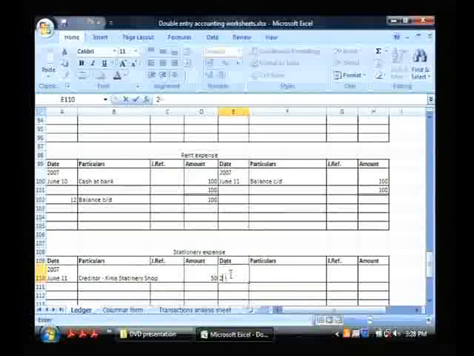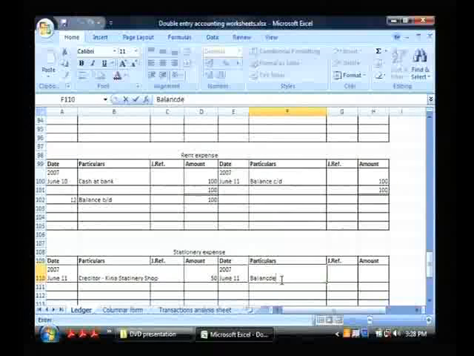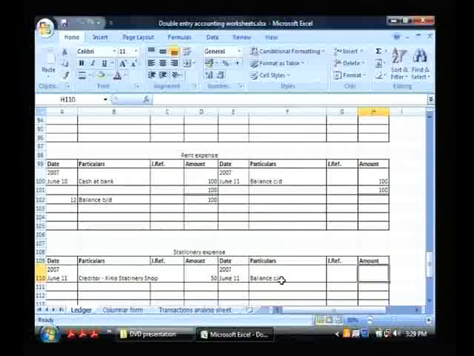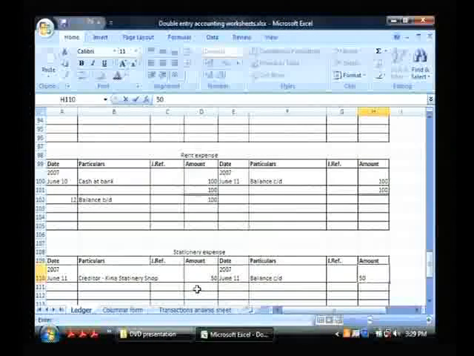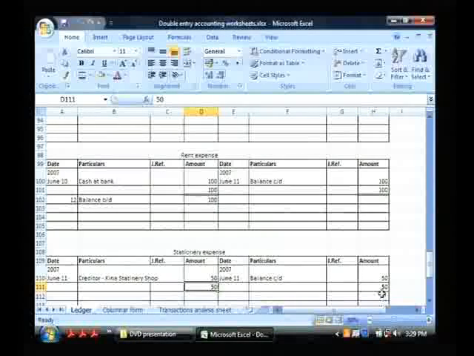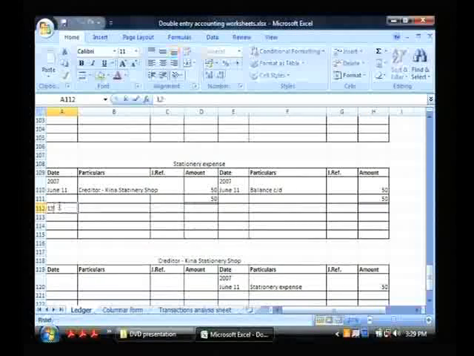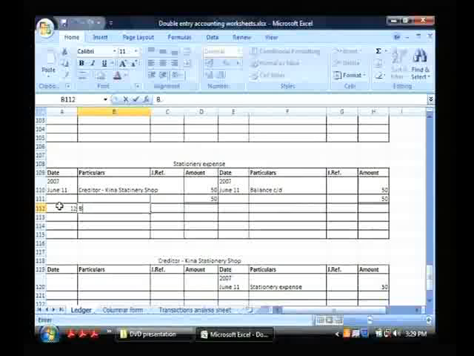Stationery expense, one entry, June 11th, balance carried down, same amount 50, total 50, and here was 50, double line, 12th balance BD.